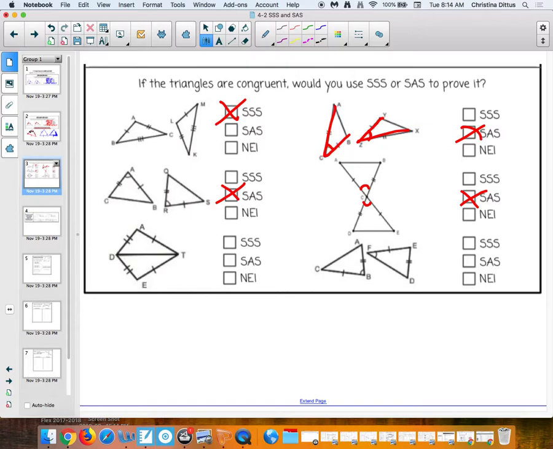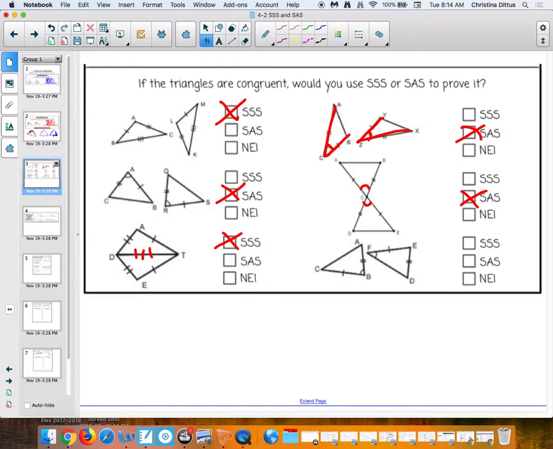What about my next one? SSS. I only have two sides marked. How can you say SSS? Yeah, the middle they shared. So since they share this one, I got side, side, side. Good. What about my last one?